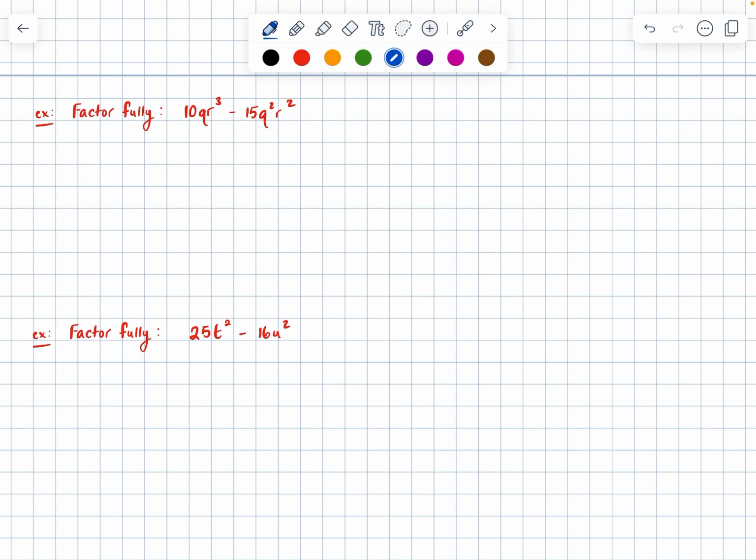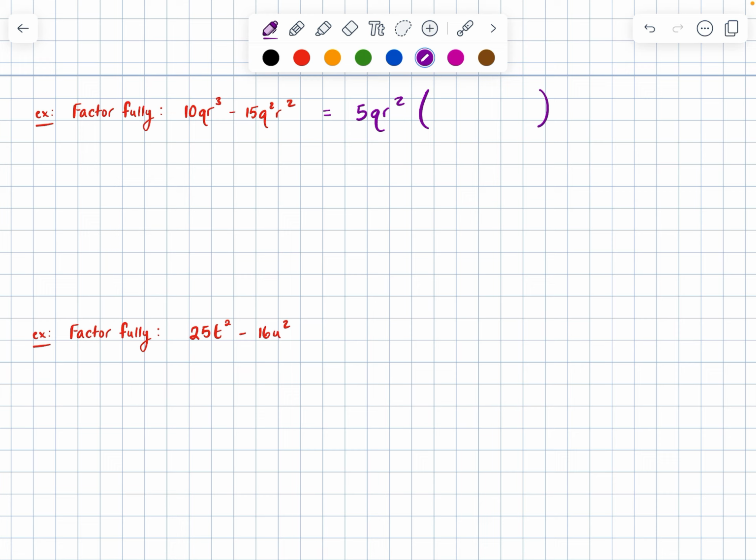Let's start with 10q r to the 3rd minus 15q squared r squared. Well, if I'm thinking about my order of operations for factoring, the first thing that I want to try is to find a greatest common factor. Between 10 and 15, notice that both of those are multiples of 5. Both of them contain at least one q. And between r cubed and r squared, following my cheat code, right, I can take the smaller exponent that I see. Both of these have at least 2 copies of r.